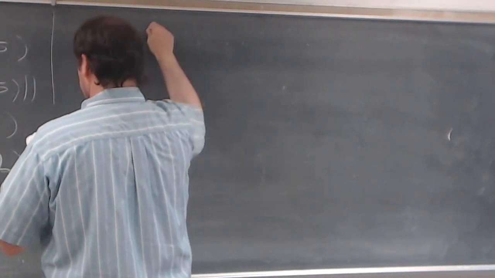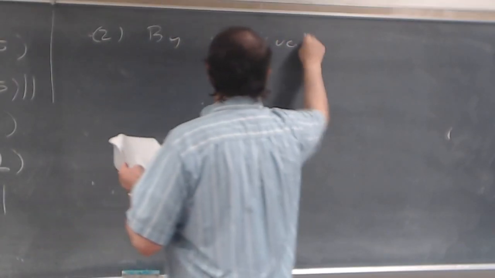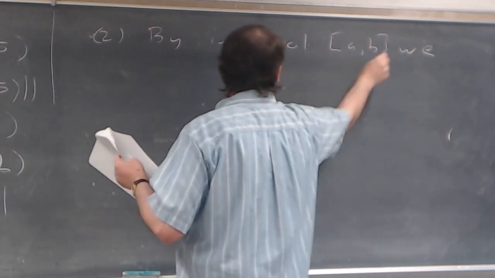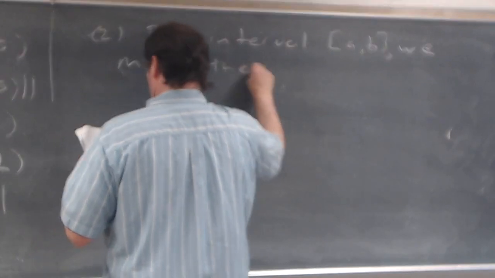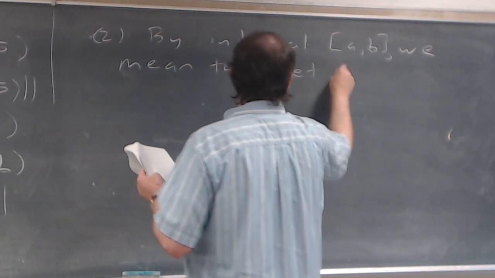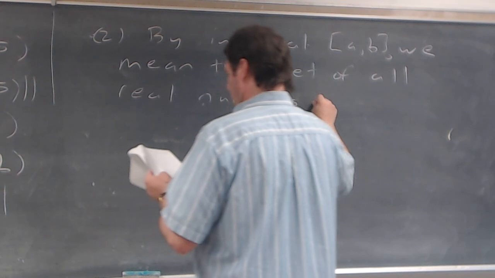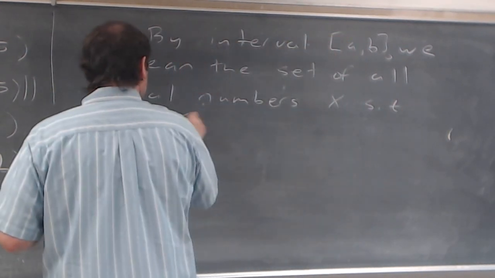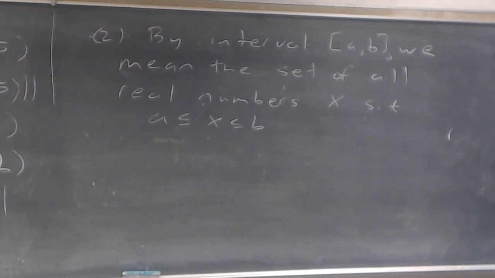Second definition: by the interval [a, b], we mean the set of all real numbers x such that a is less than or equal to x is less than or equal to b. It's kind of our usual definition of this interval.